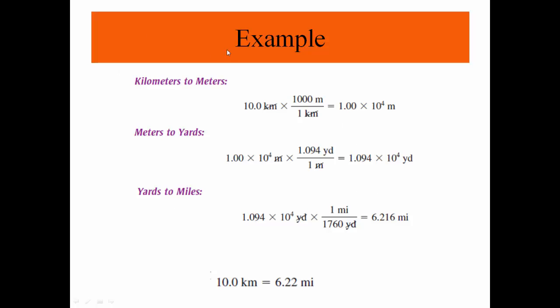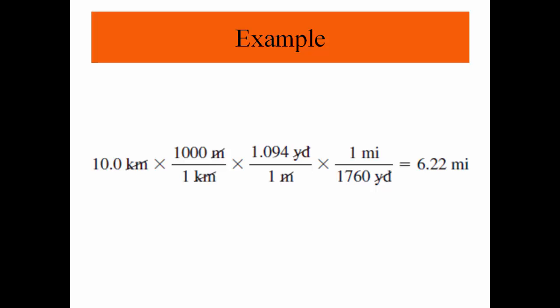So we had 3 separate steps here to convert kilometers to meters, meters to yards, and yards to miles. We also can combine all these 3 steps together. So we can say 10 kilometers times 1000 meters per 1 kilometer. This is the conversion factor, converting kilometer to meter, times 1.094 yard by 1 meter. That's another conversion factor for converting meter to yard, and 1 mile divided by 1760 yard.